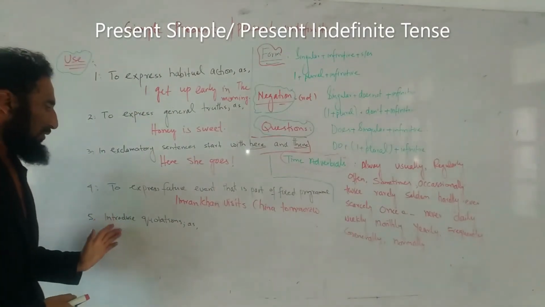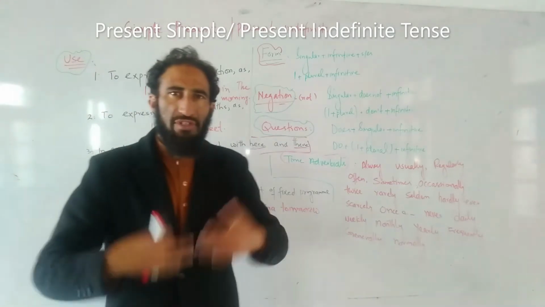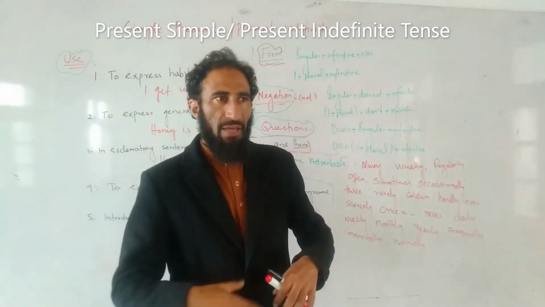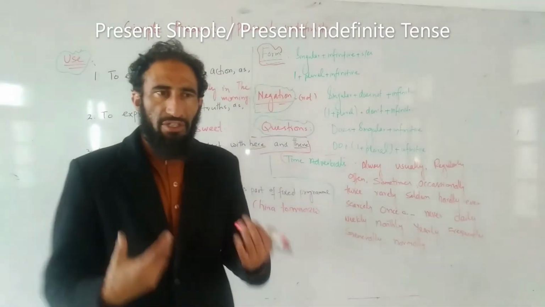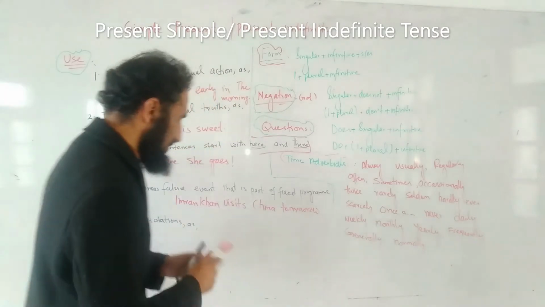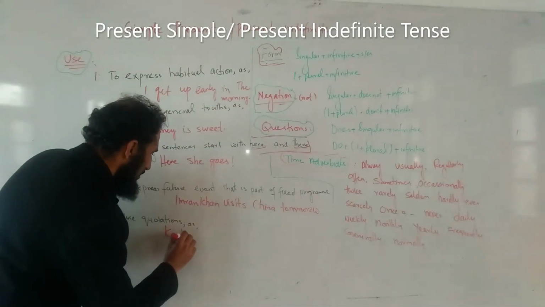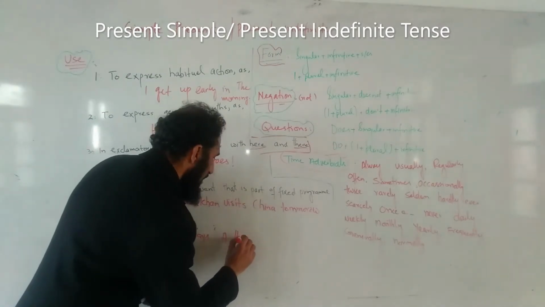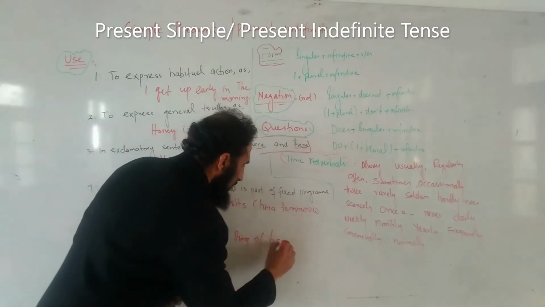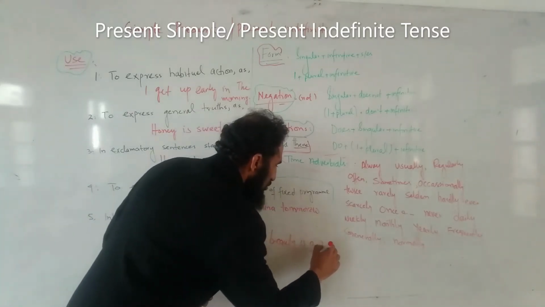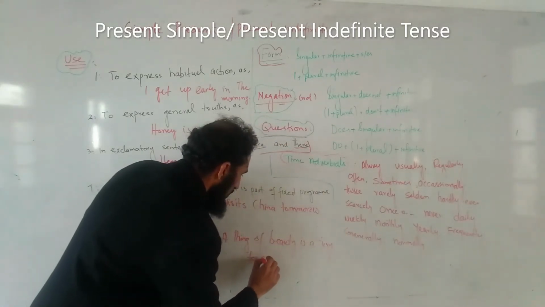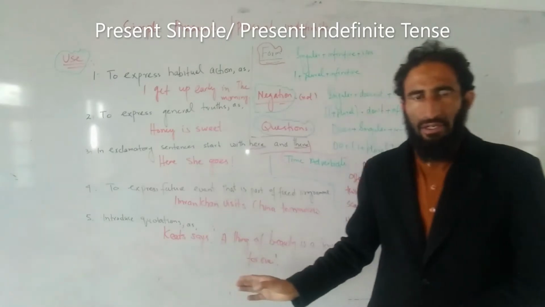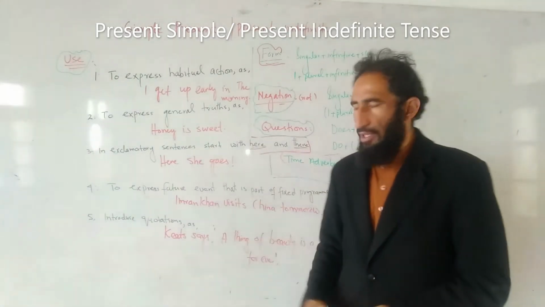So next is whenever we introduce any quotation, we use simple present. Any saying of any author or any person. And most of the time, whenever we write any research, articles or literature, we use the simple present. For example, if I say, Keats says, a thing of beauty is a joy forever. It is the same with kids, meaning the kid says. So whenever we quote something in inverted commas, we use the simple present.